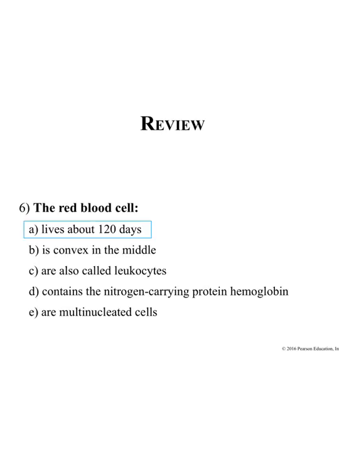Okay, so a little review. The red blood cell is convex in the middle. That's false. That should be concave. They are leukocytes. Leukocytes are what we call white blood cells, so that is false. Contains nitrogen, protein, hemoglobin. No, that's going to be iron. And the red blood cell is not made of multiple cells. It's one cell. So the only thing that's true about that is that red blood cells live about 100 to 120 days.